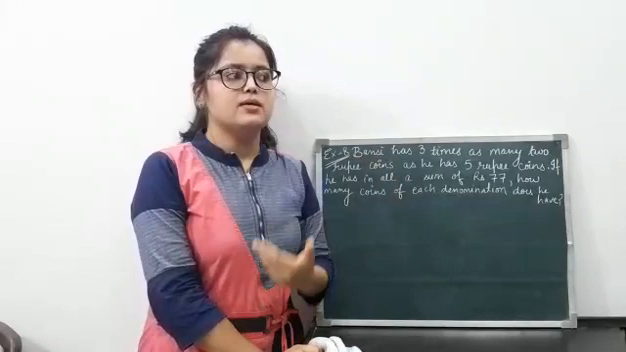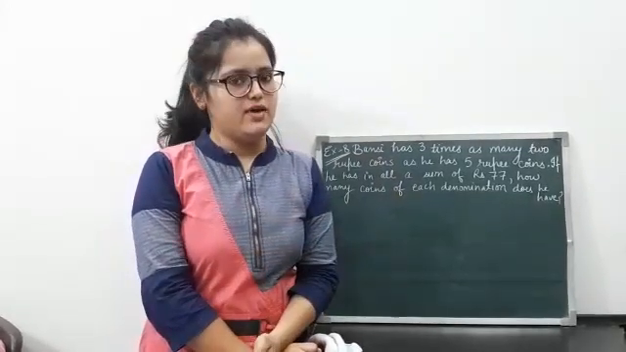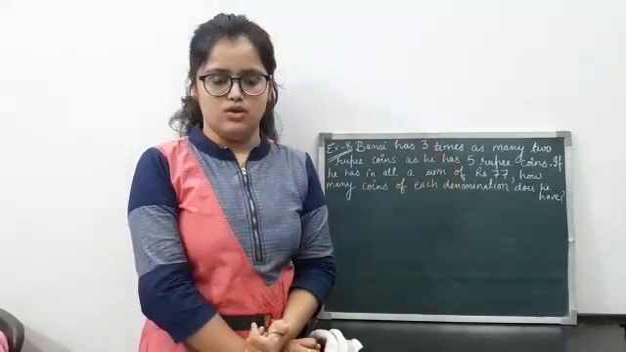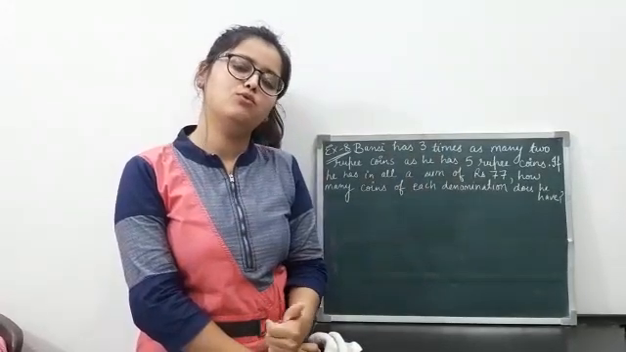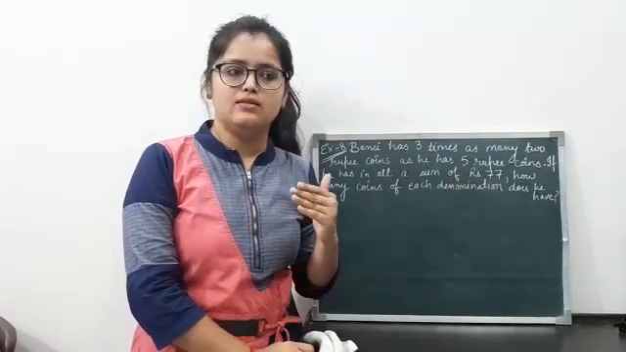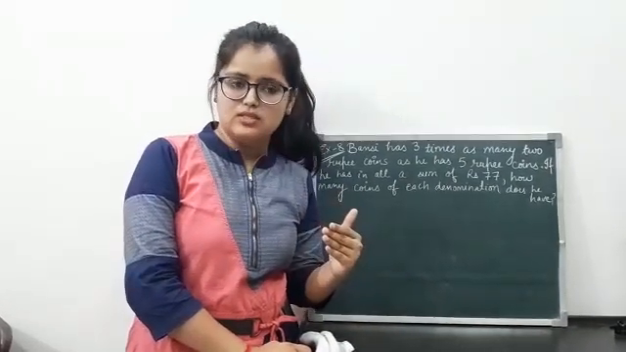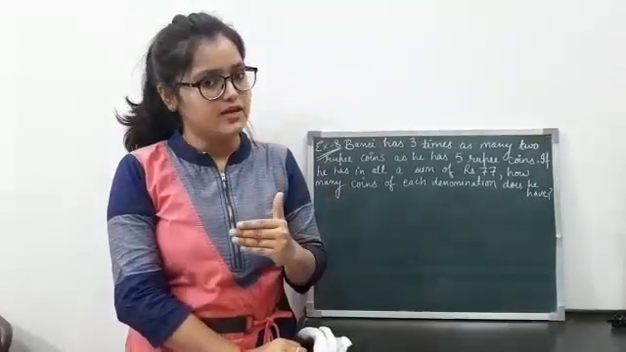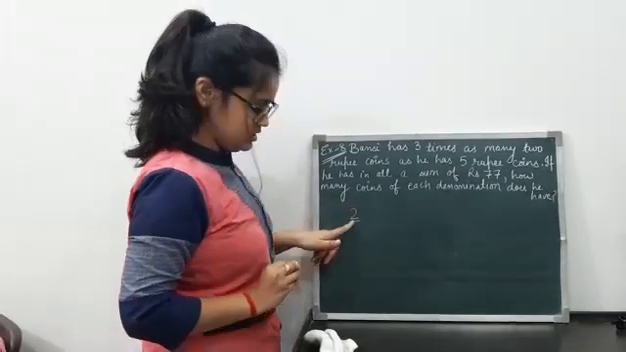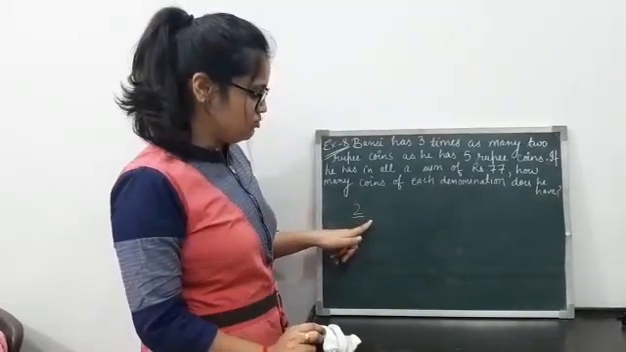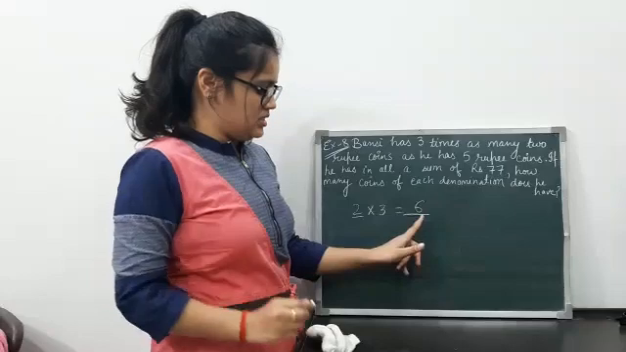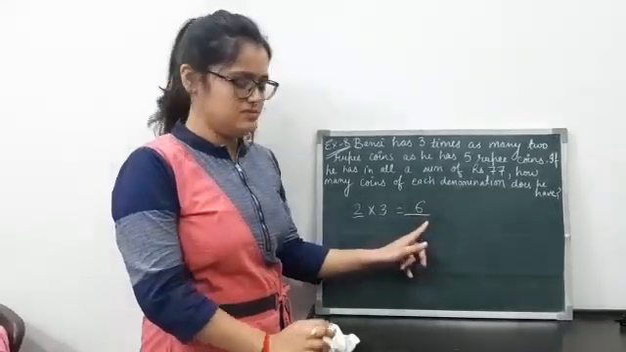In simple words, suppose I have 2 coins of 5 rupees. How many coins will I have of 2 rupee coins? If I have 2 coins of 5 rupees, then the number of 2 rupee coins is 3 times that, which means there will be 6 coins of 2 rupees.